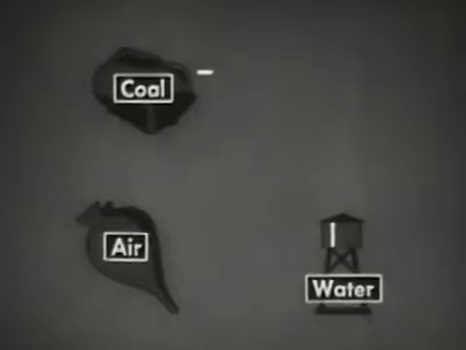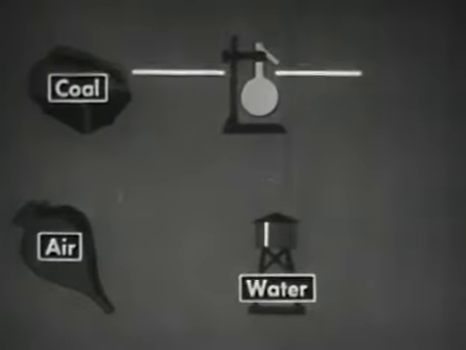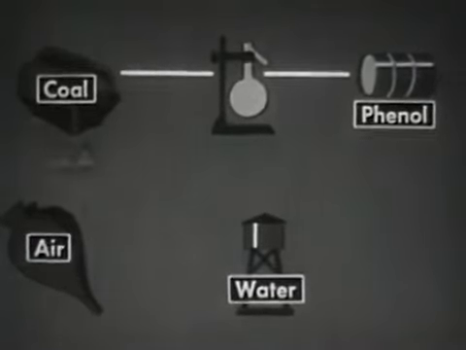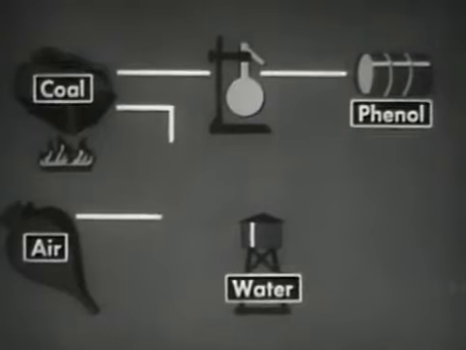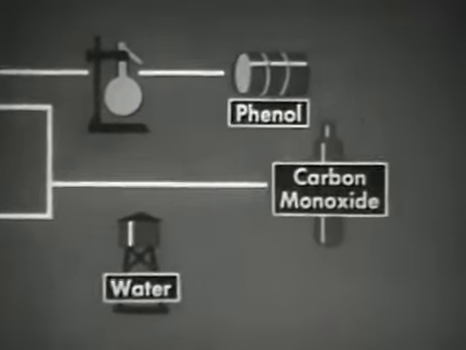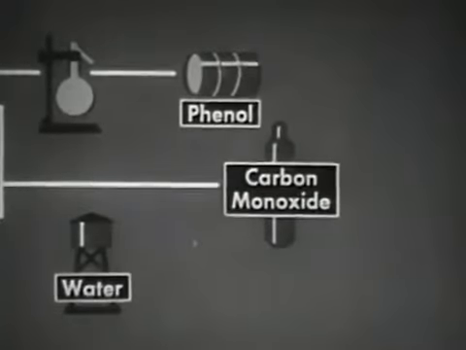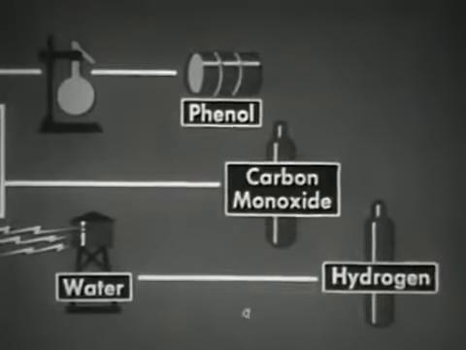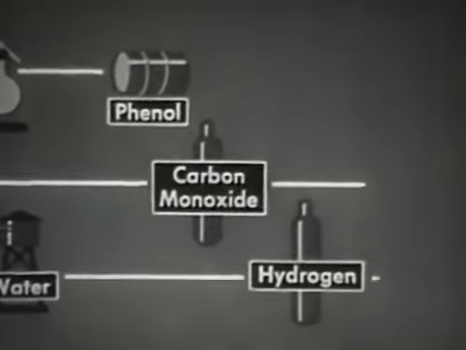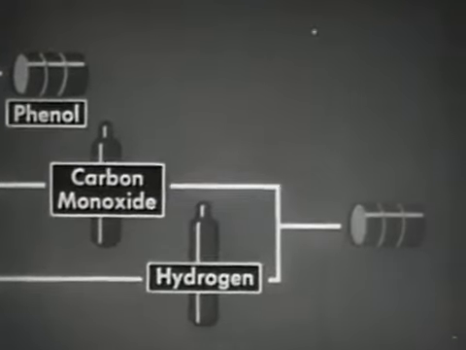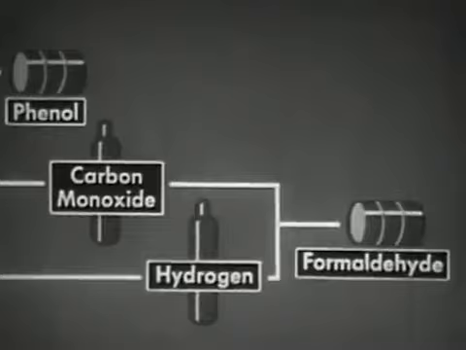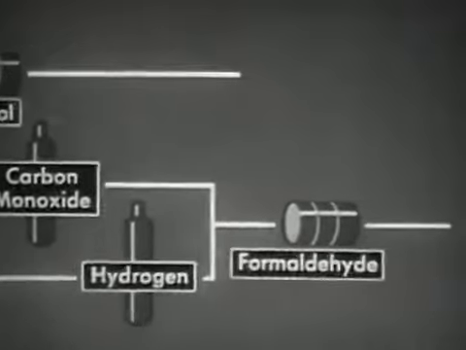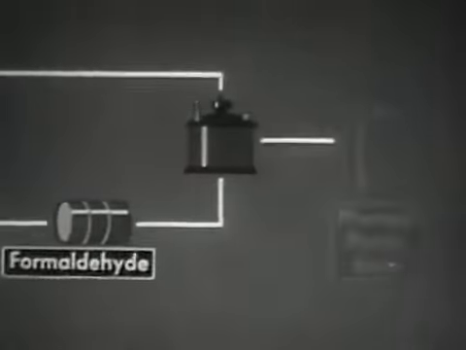In this method, we begin by heating and refining the coal to get a substance called phenol. Then, by burning the coal, it combines with oxygen from the air to form another derivative, carbon monoxide. By sending an electric current through the water, we can separate hydrogen from it. Combining the carbon monoxide with the hydrogen under suitable conditions will produce formaldehyde. Finally, by combining the phenol with the formaldehyde, we produce the phenolic plastic.